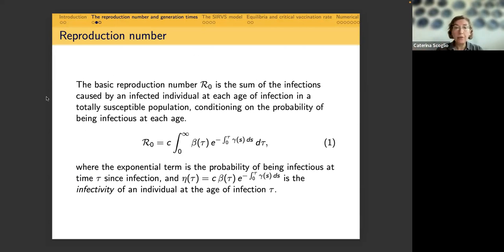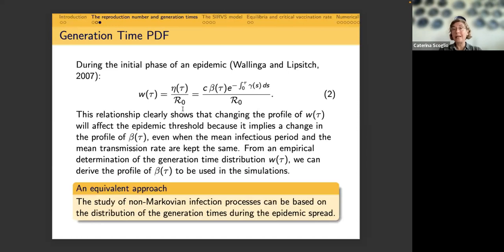So it's the sum of infections caused by an infected individual at each age of infection in a totally susceptible population, conditioning on the probability of being infectious at each stage. And this is the survival probability, meaning surviving in the infected state. And so this is the value of R naught, and from this, a very critical result concerning our work is the generation time probability density function.